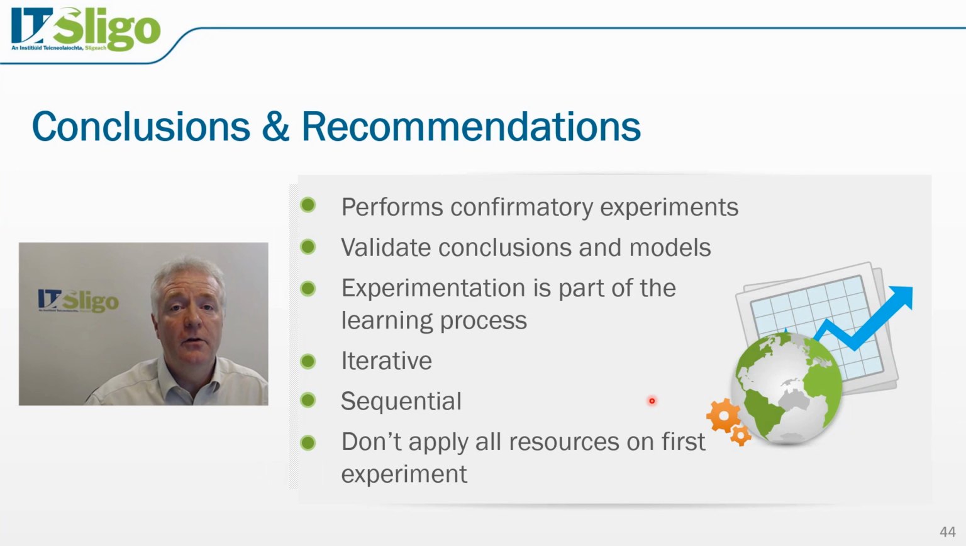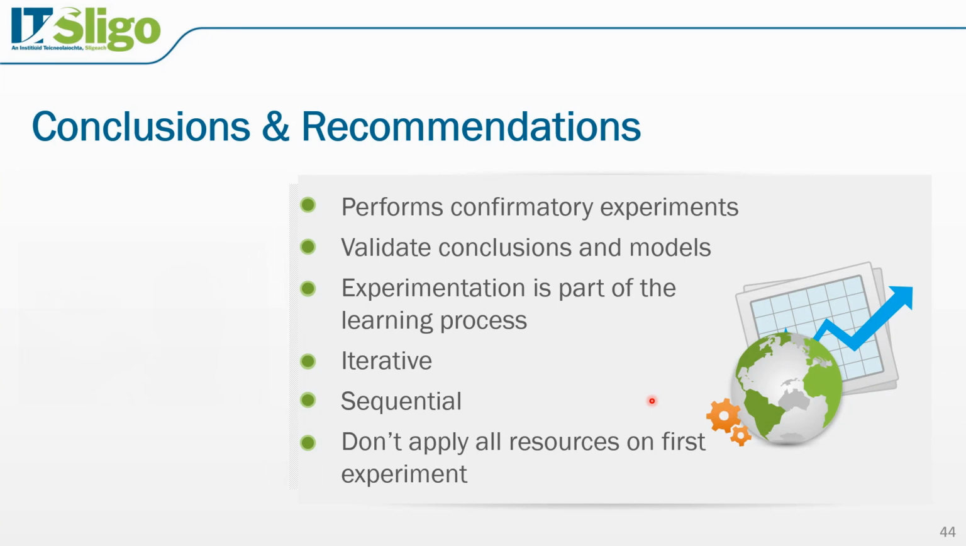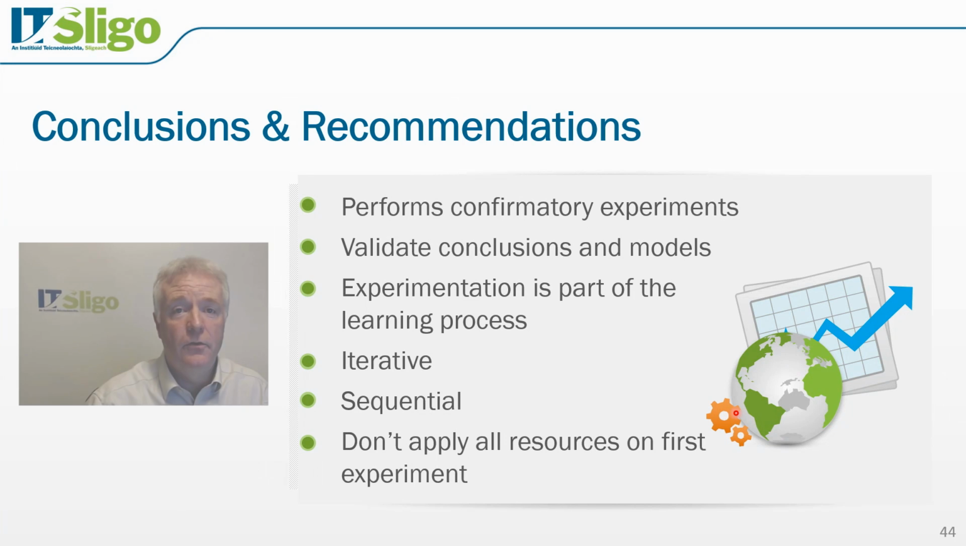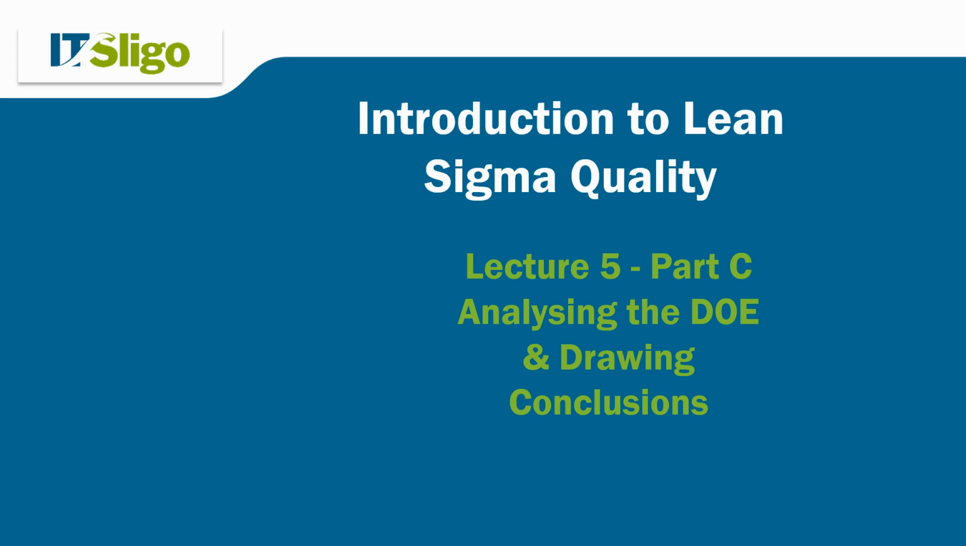Our experiments should also be sequential, so that we can combine the results of a number of experiments and analyze them as a whole. Experimentation is a continuous process, and we should not apply all the resources that have been provided to us on the first experiment. We may need to refine the models and revise the experiments as we're going along. This concludes part C of lecture 5, where we analysed the DOE and we drew conclusions from the experiment.